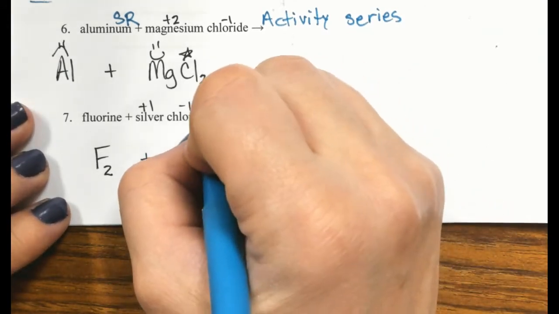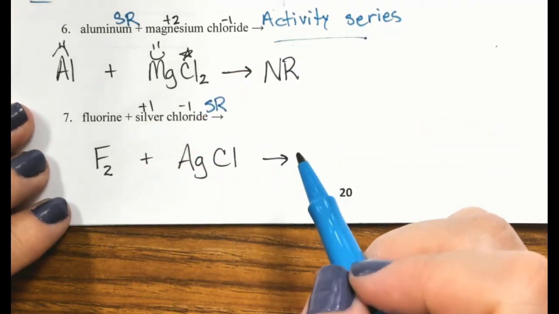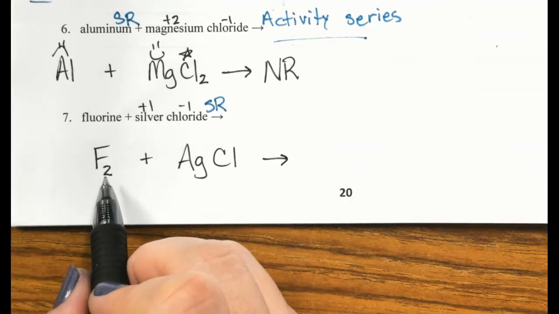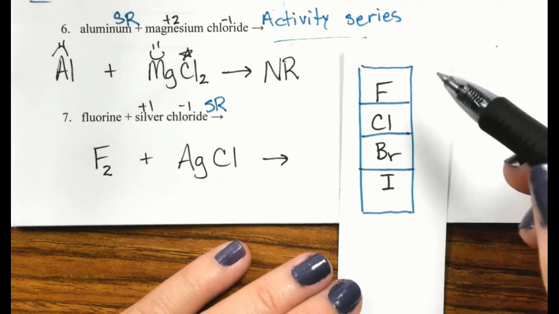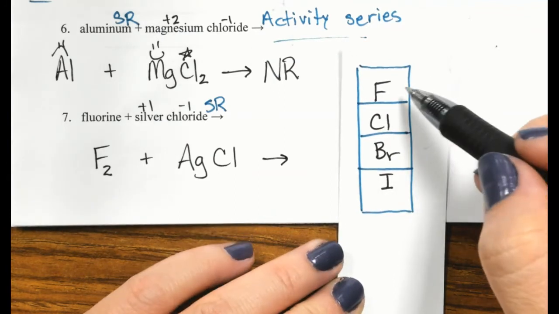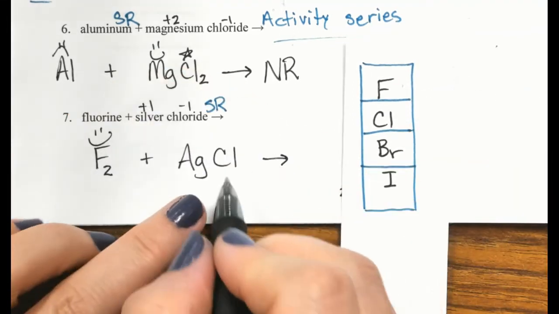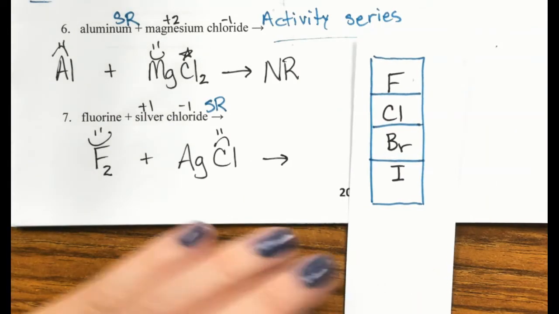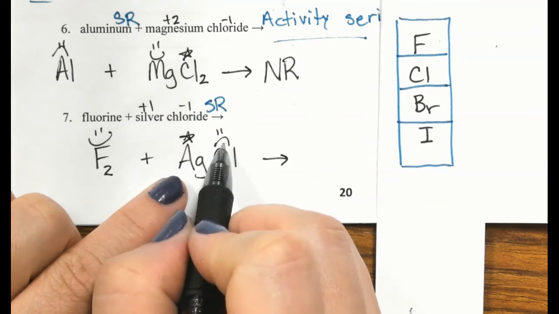This, again, is a single replacement reaction, which means I need to use the activity series. But this time, I am focusing on the halogens. So I'm going to look at the periodic table and look at the halogen family. And fluorine is higher, so it gets the smiley face. Chlorine is lower, so it gets the frowny face. And then silver's the star. So silver wants to be with the smiley face.